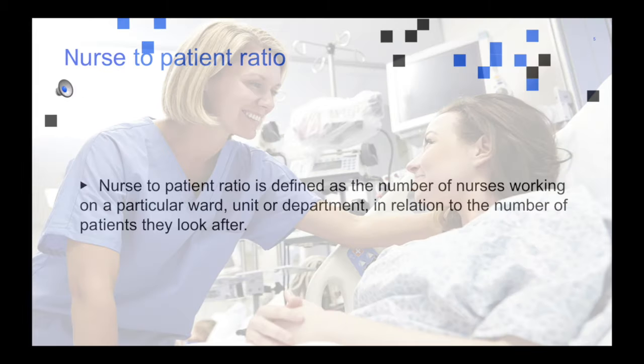First off, I am going to talk a little bit about background on this topic. Nurse-to-patient ratio is defined as the number of nurses working on a particular ward, unit, or department in relation to the number of patients they look after. Appropriate and effective staffing is an essential element not only to provide high quality and safe patient care, but also to create a healthy workplace for nurses.